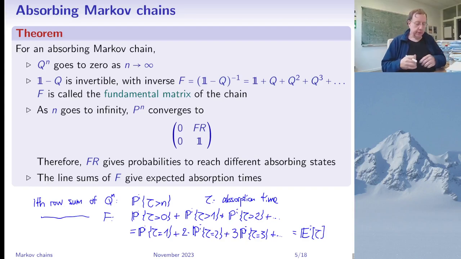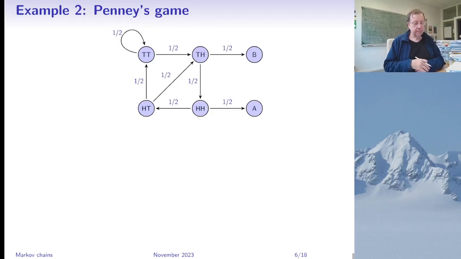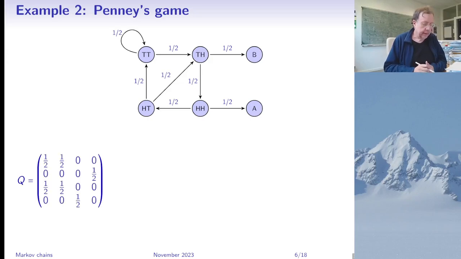So we have a certain number of results here for general absorbing Markov chains. And now we can apply this to our example. So let's do it for Penney's game. We could do it for the mouse as well. So here my transition matrix will be of size 6 by 6. It has 36 states.